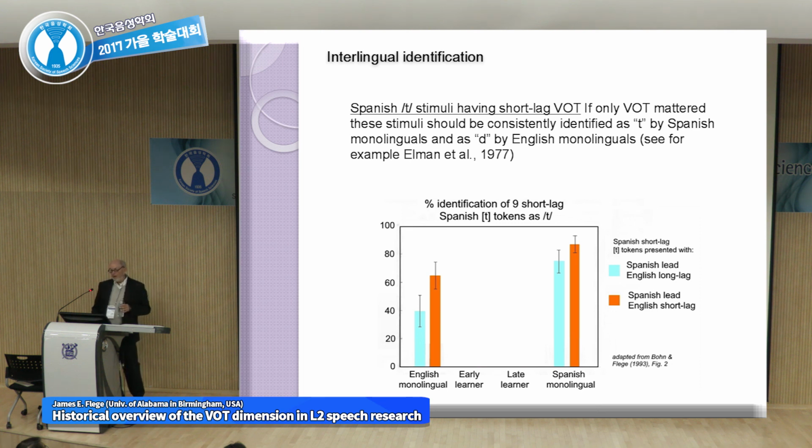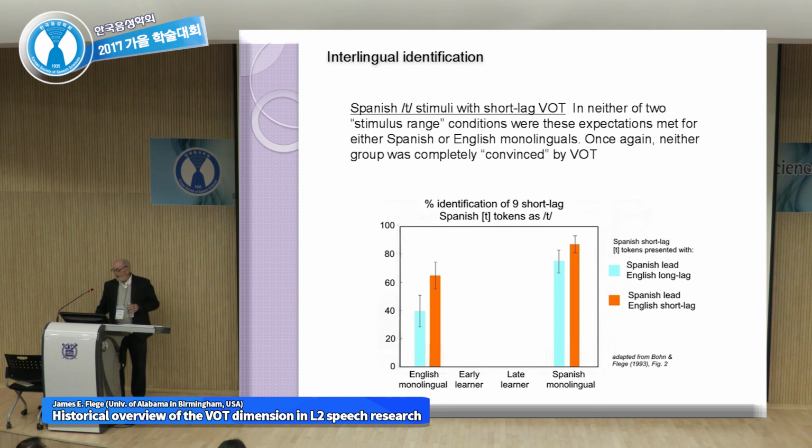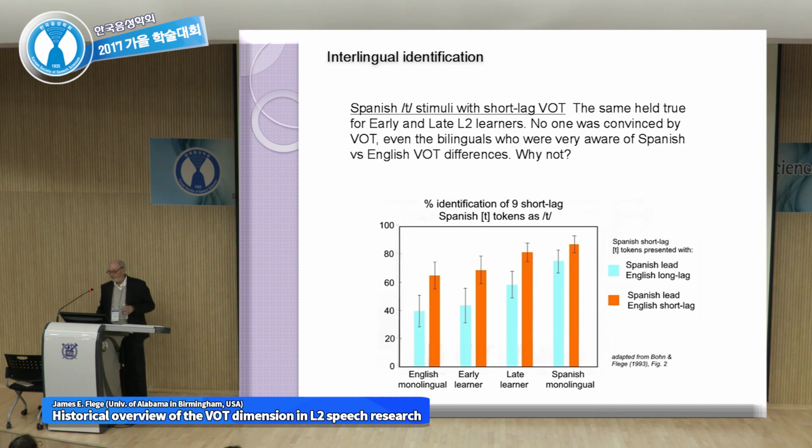Now let's consider the Spanish T stimuli having short-lag VOT. If only VOT mattered, these stimuli should be consistently identified as T by Spanish monolinguals and D by English monolinguals. In neither of 2 stimulus range conditions were these expectations met for either the Spanish or the English monolinguals. Once again, neither group was completely convinced by VOT. The same held true for early and late L2 learners. No one was convinced by VOT, even the bilinguals who were perfectly aware of Spanish versus English VOT differences. Why not?